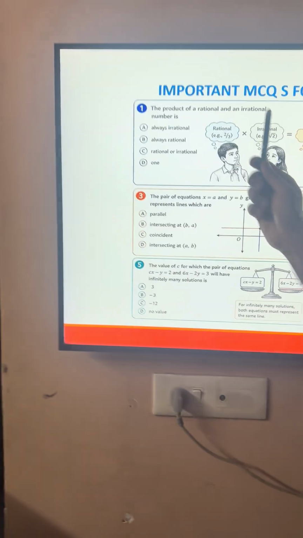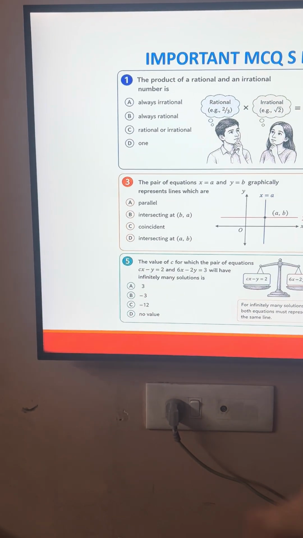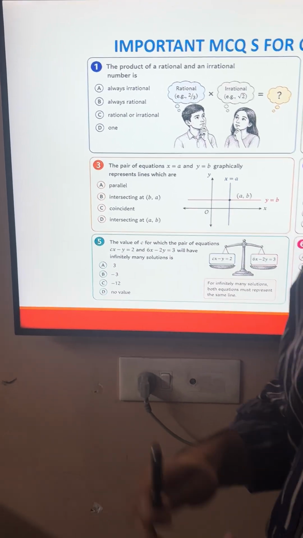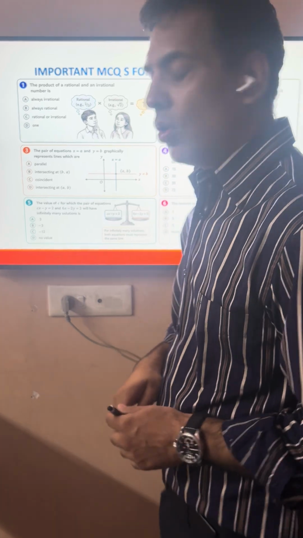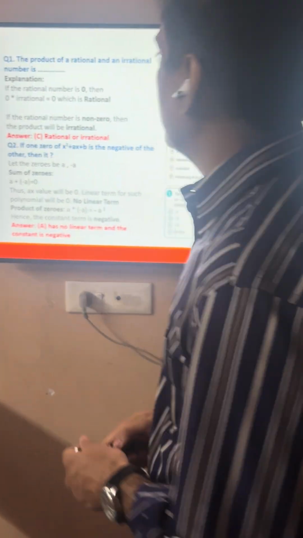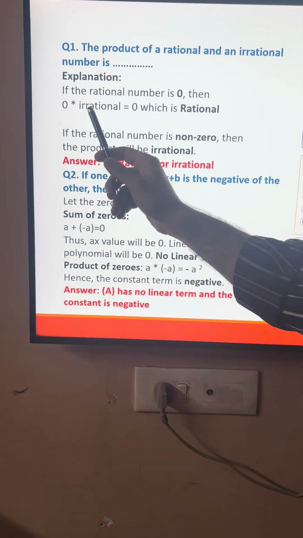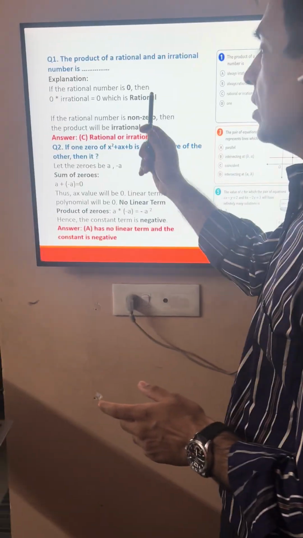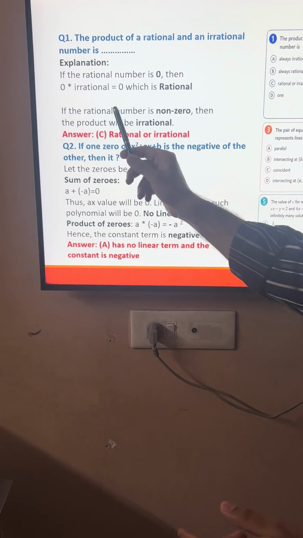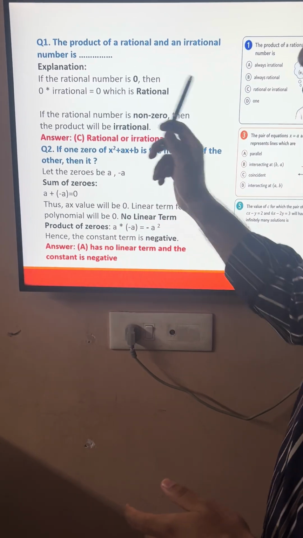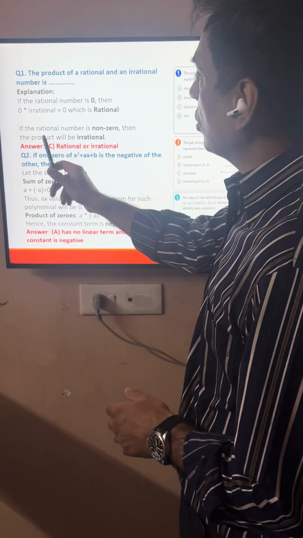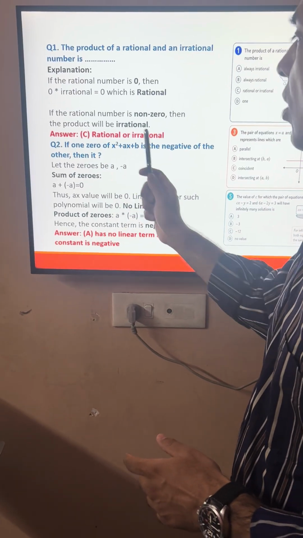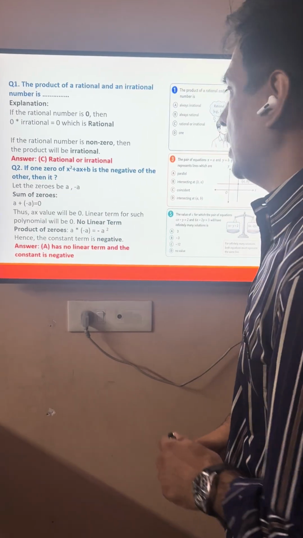The product of a rational and an irrational number is always irrational, always rational, rational or irrational, or will have the value 1. As we know, the rational number can have 0 or non-zero value. If you see the explanation, if the rational number is 0 and you multiply with irrational, the answer will always be 0, and 0 is what? Rational number. And if the rational number is non-zero, and you multiply with an irrational number, your product will be irrational. So that means it can have either rational or irrational. So the correct answer will be C option.